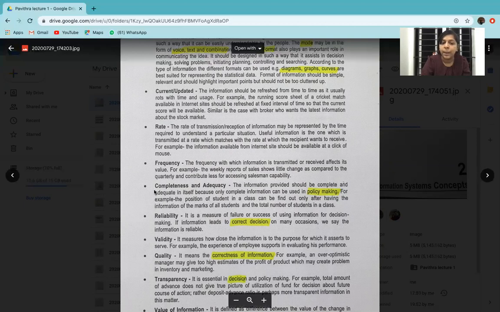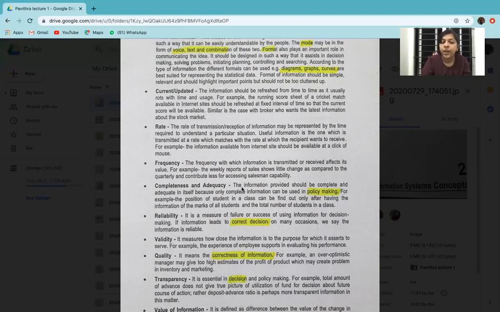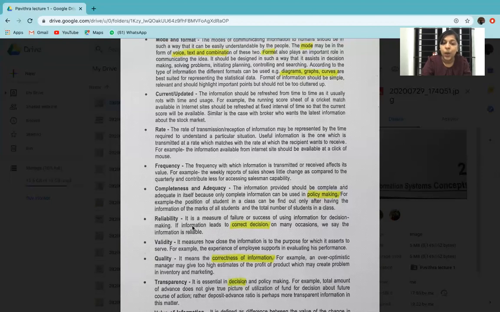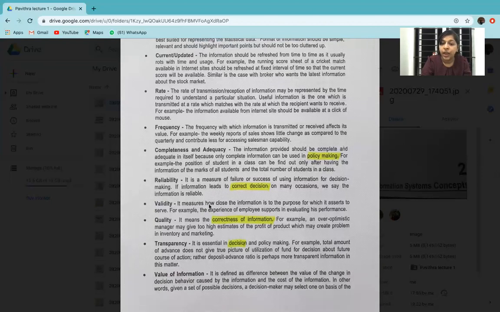And the next one is completeness and adequacy. The information should be complete. It should be adequate so that we can form an opinion. If there are some parts which are missing, it often leads to biased decision making. And the next one is reliable. Of course, it has to be reliable so that we can make a correct decision. Next one is that it should be valid, valid for the current time. And the next is quality. Quality here means the correctness of information. Next is transparency, so that we can make efficient and unbiased decision making.